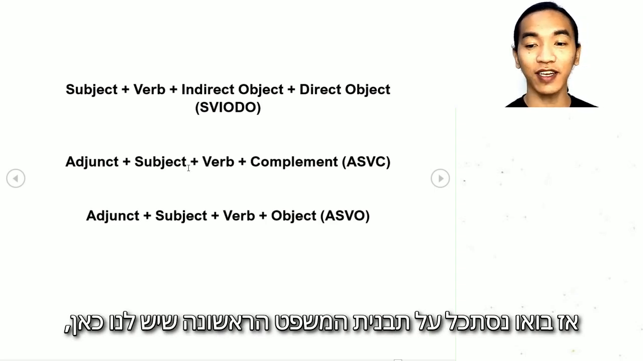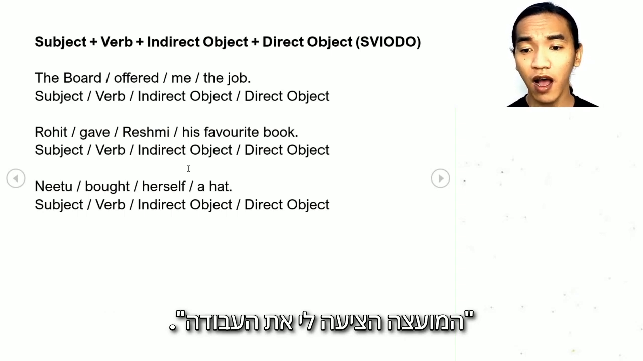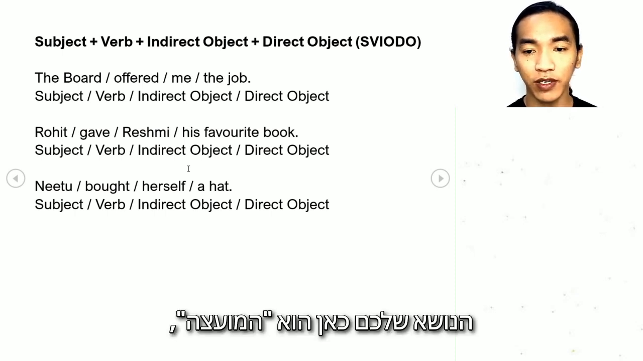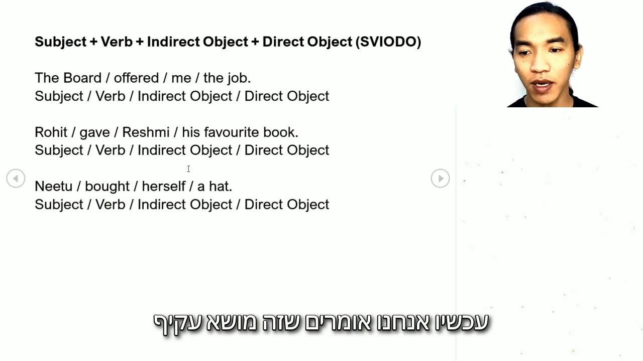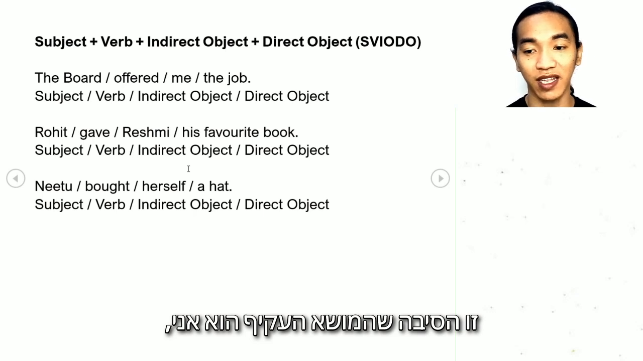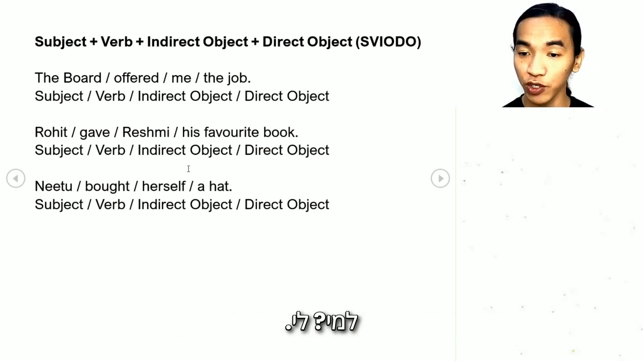Okay, so let's take a look at the first sentence pattern that we have here, which is your subject, verb, indirect object, direct object sentence pattern. Example: the board offered me the job. Okay, so as you can see, your subject here is the board, and then your verb is offered. Now, we say that this is indirect object because it does not directly receive the action. That's why indirect object is me, and your direct object is what? Offered the job. Okay, to whom? To me.